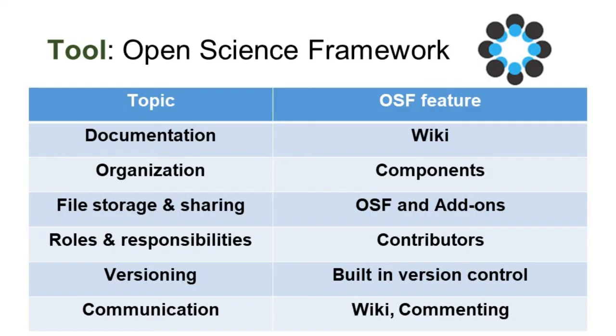For the rest of the workshop, I'll be discussing 6 collaboration topics and features of the Open Science Framework that assist with these practices. You can store descriptive information about your project in the Wiki. You can organize your research hierarchically using components. You can store your data on OSF storage or attach cloud drives as add-ons. You can allow collaborators that have OSF accounts access to your projects using the contributor feature. You can keep track of revisions using the built-in version control. And finally, you can communicate with collaborators using the Wiki or the built-in commenting system.